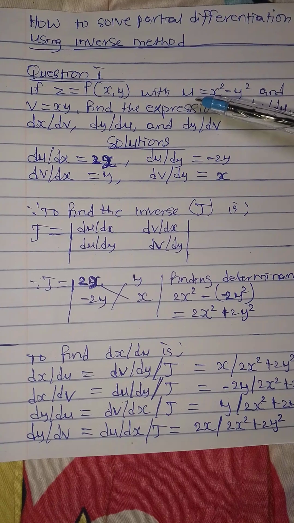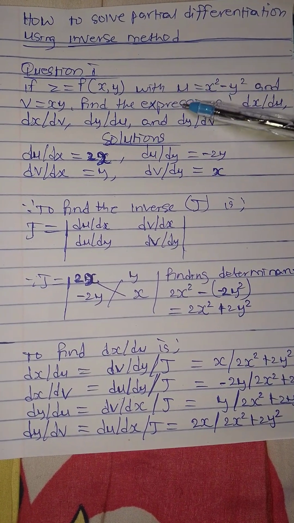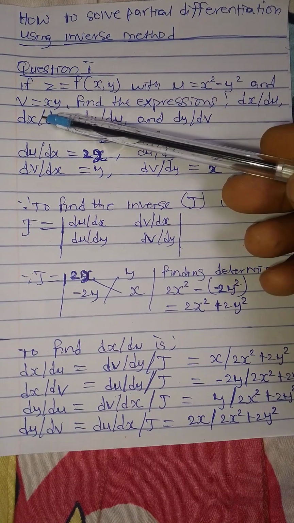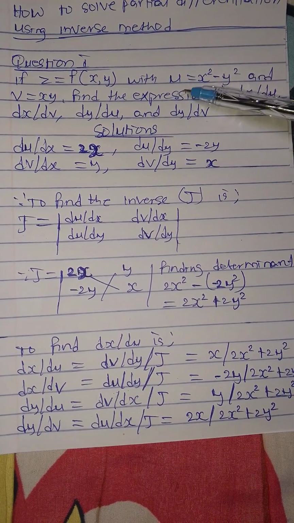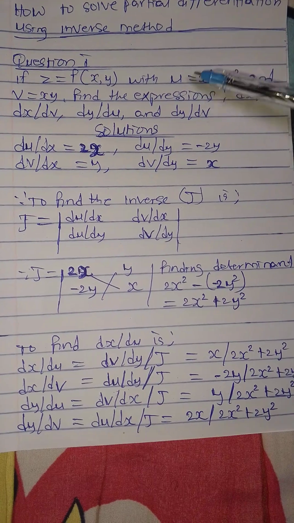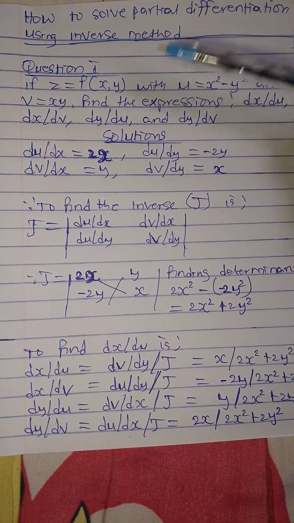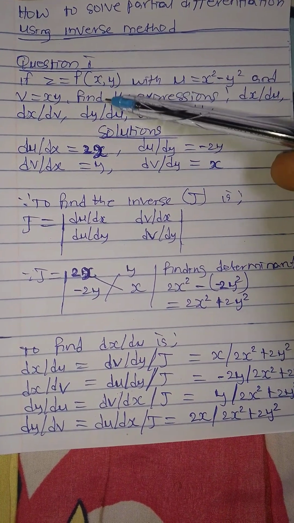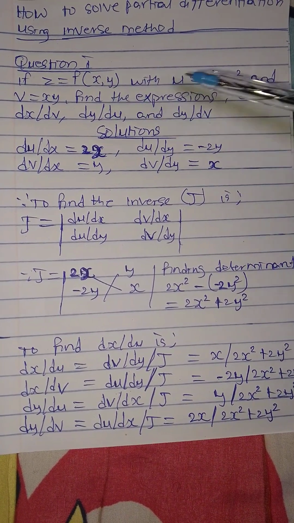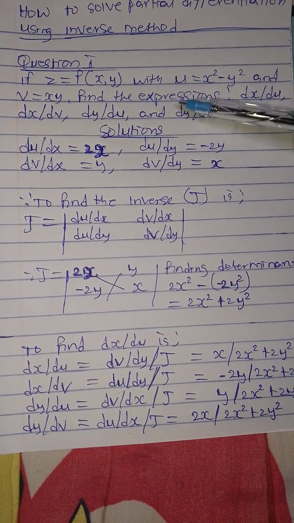Now, since we are given u and v, and we check in u, we have x and y, and also in v we have x and y. So it means we have to differentiate everything here with respect to x and y. There are two main functions: z is a function of x and y, and the function of x and y has u and v. So we have to differentiate.